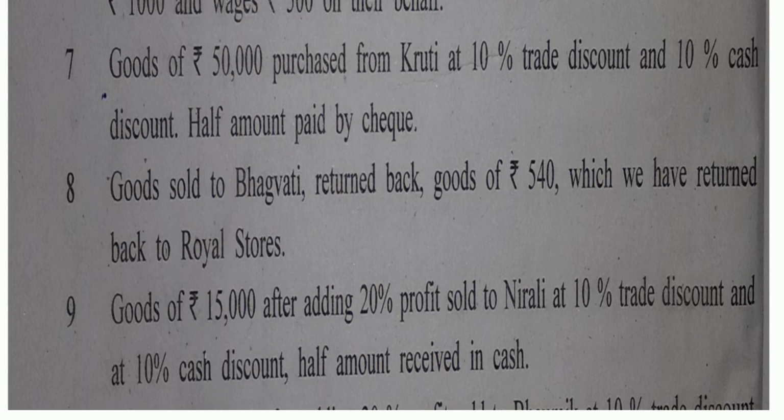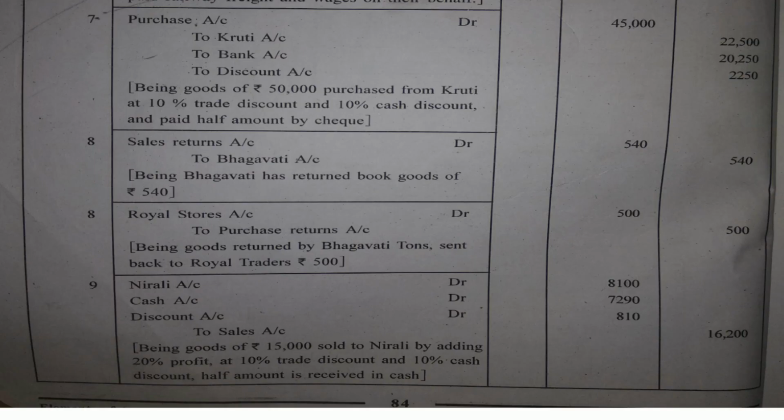Yes? So let us see the journal entry for this. Nirali is receiver, Nirali account debit. Cash is received, cash account debit. Discount is given, discount is an expense, discount account debit. To sales account 16,200.